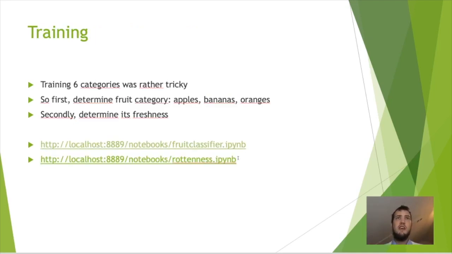So training six categories was rather tricky. So like I said before, first I decided let's determine whether they're fruit and which kind of fruit. So which are they, apples, bananas, or oranges. And then secondly, we will determine whether they're fresh or they're rotten.